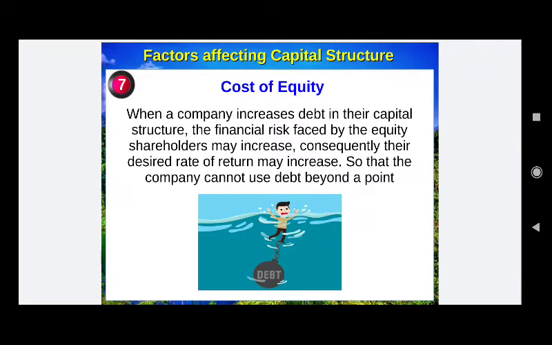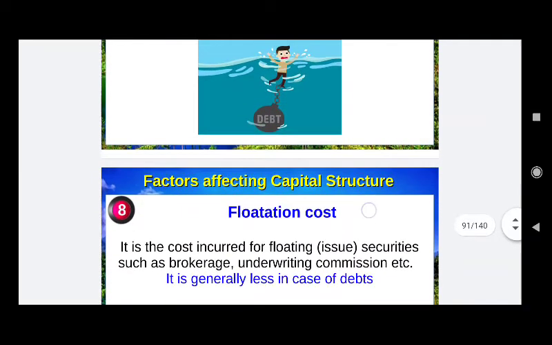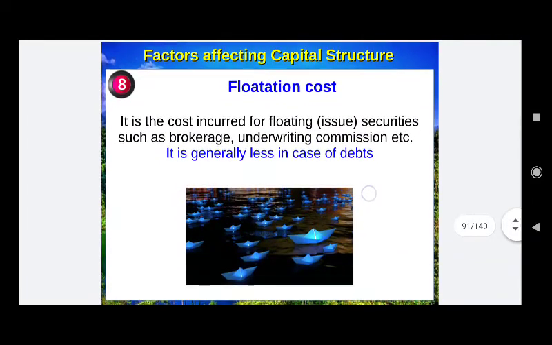Then comes cost of equity. When a company increases debt in its capital structure, the financial risk faced by the equity shareholders will increase. Definitely it will increase, and consequently their expectation for a higher rate of return will also go up, so the company cannot use debts beyond a given point, because increasing the debts will increase the financial risk, and the increase in return will not be sufficient for equity holders to cover it.